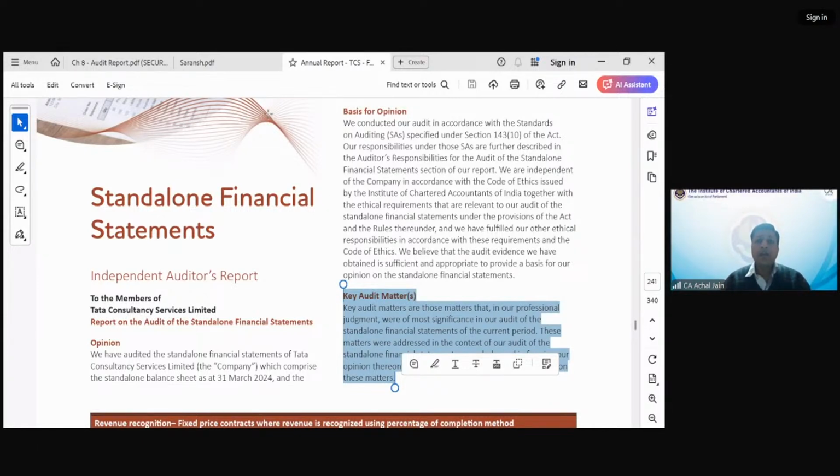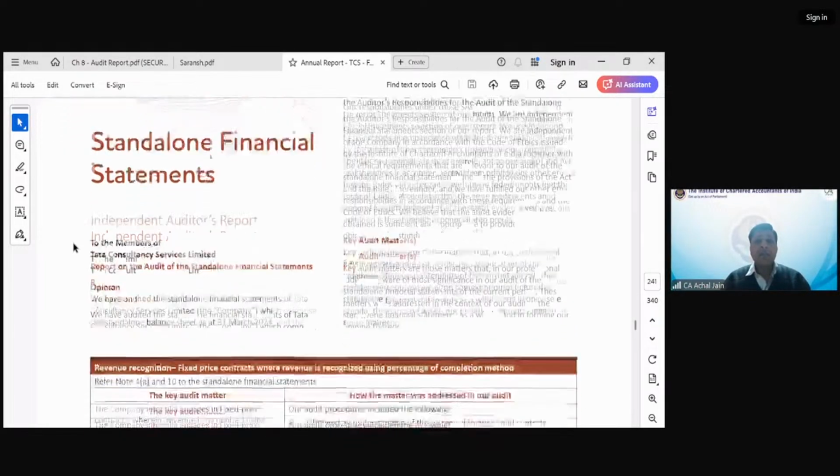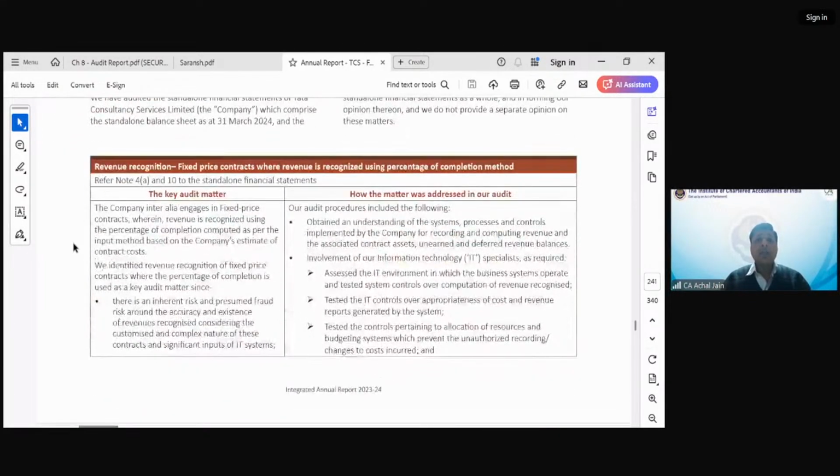Now comes the next part around CAM. First of all, the auditor will explain the matter. What is the CAM? What is the matter? And why has that been considered to be a CAM? So why is number one. Number two, how the auditor has dealt with that matter. Okay, so we'll read one matter.